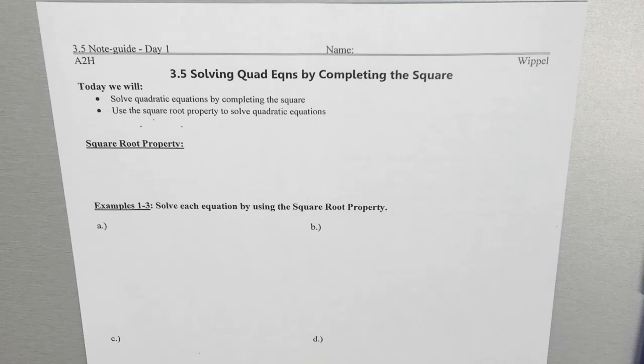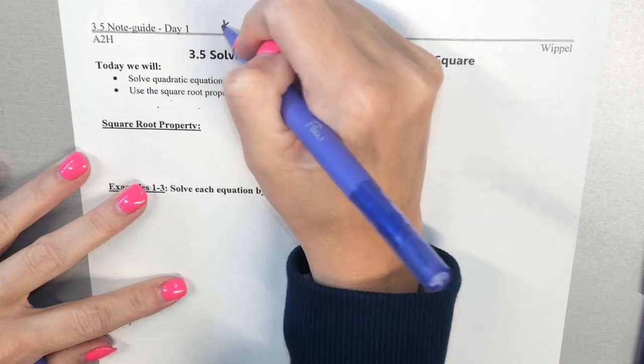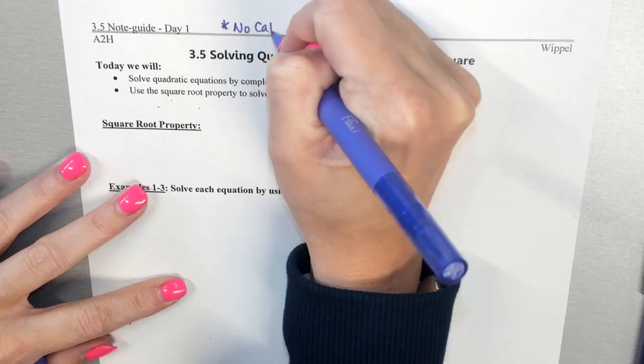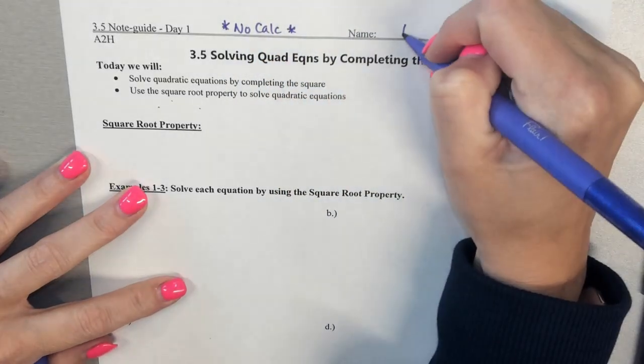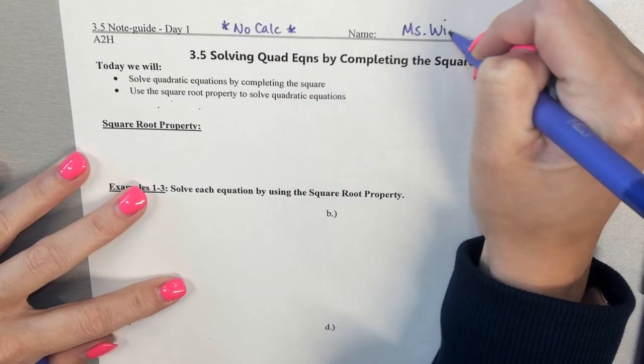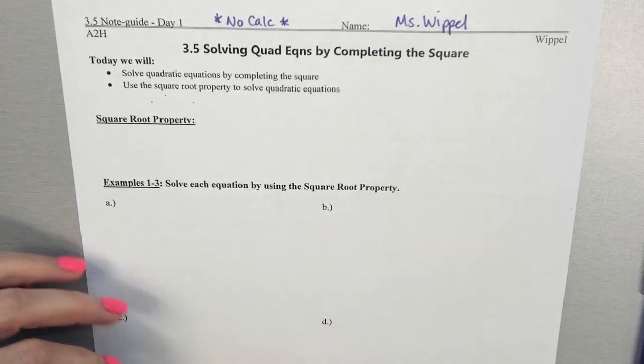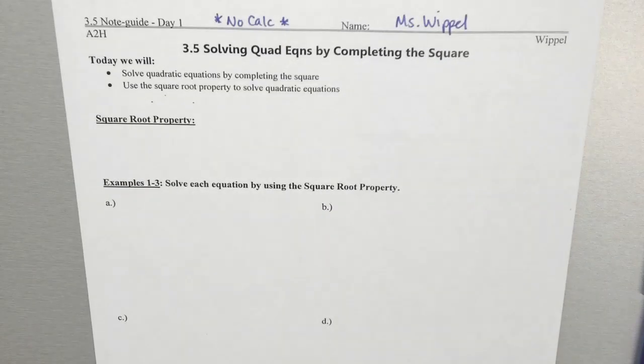All right, so in 3.5, we are doing the completing the square method. This is going to be another no calculator section. And then your next quiz is going to be no calculator, okay? So make sure when you're doing your practice, doing that without your calculator.